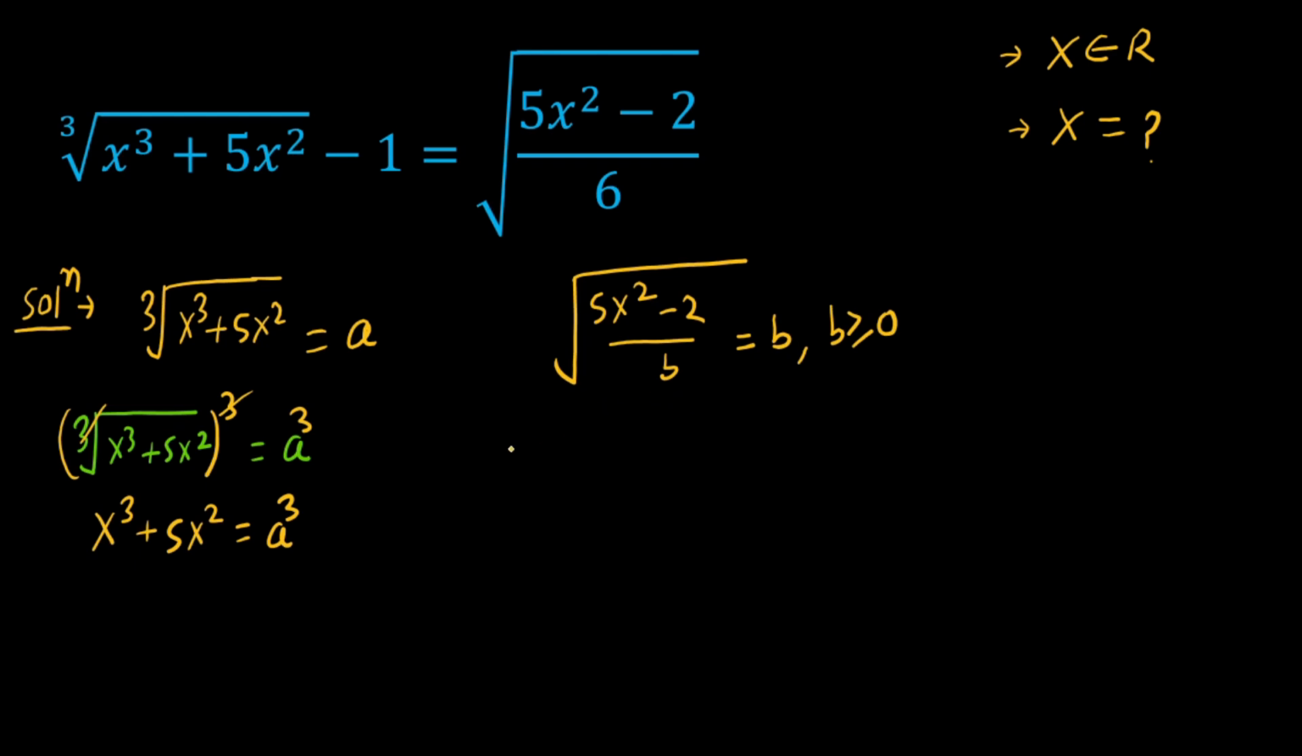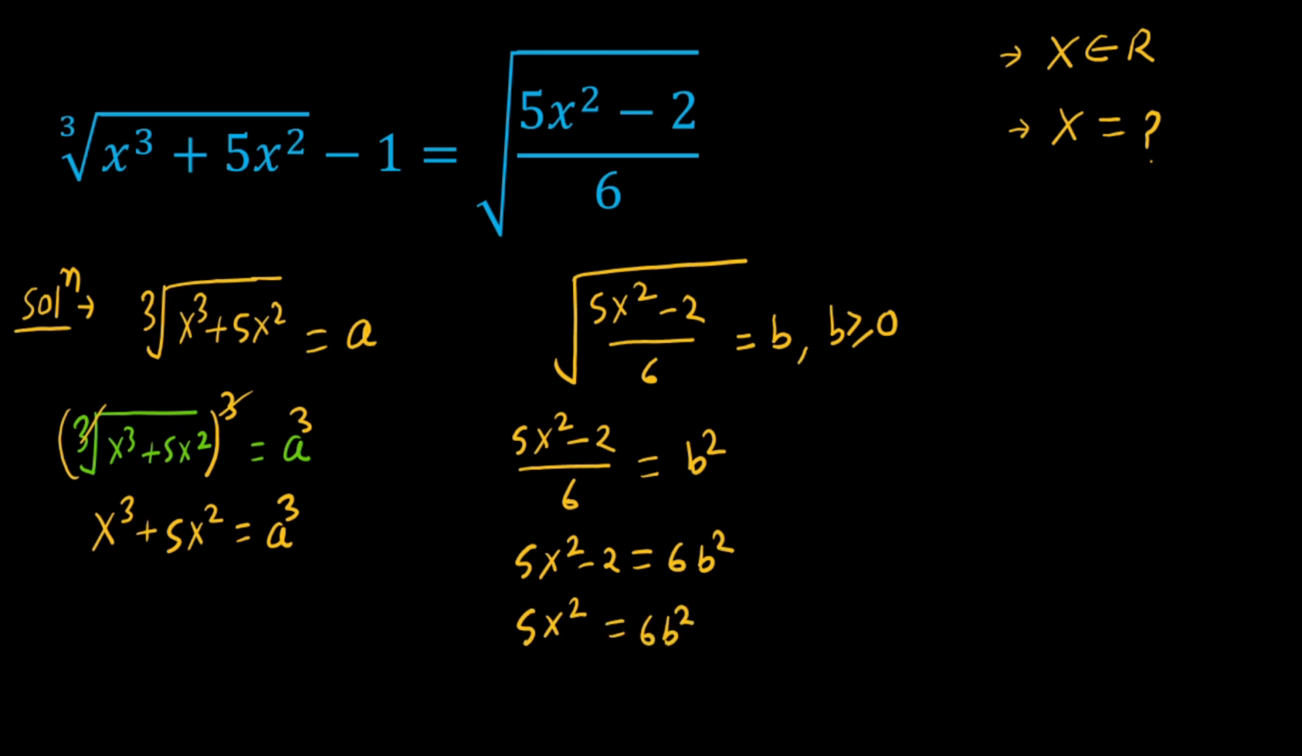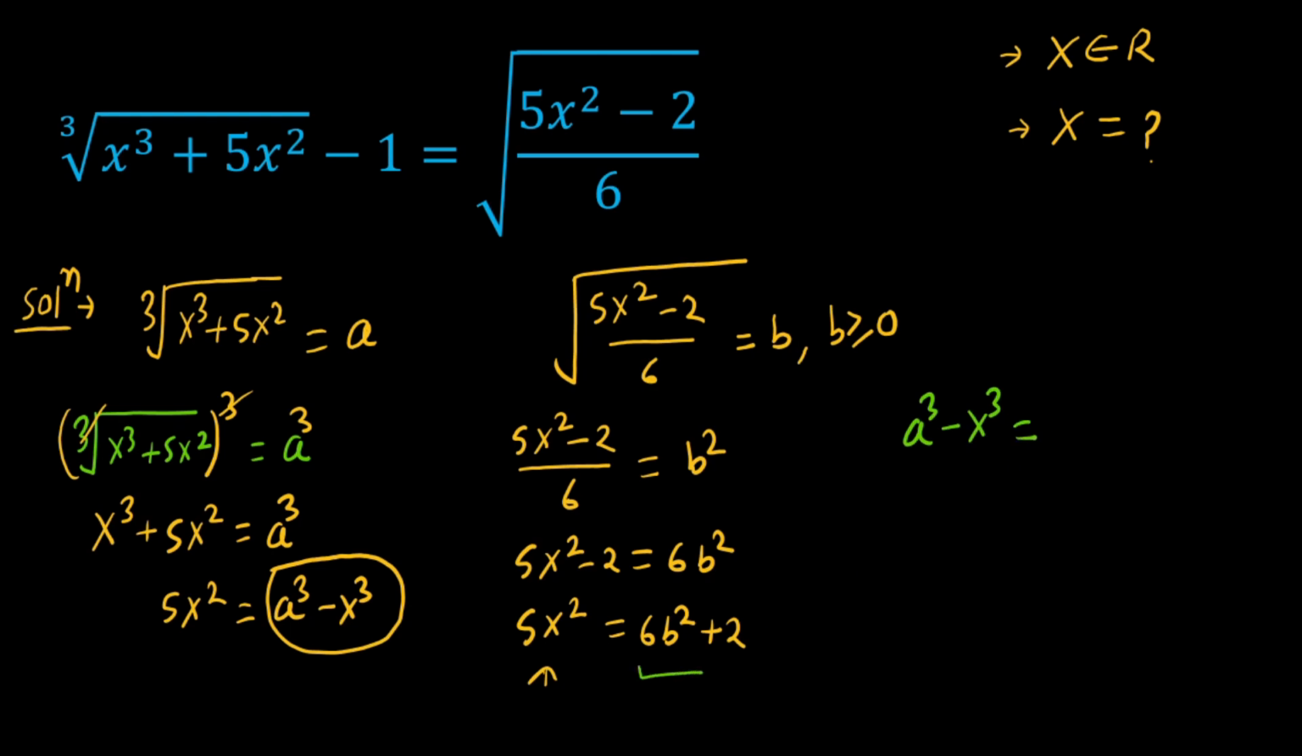If we square both sides, then (5x^2 - 2)/6 = b^2, so 5x^2 - 2 = 6b^2, and 5x^2 = 6b^2 + 2. The value of 5x^2 is a^3 - x^3, so 5x^2 is replaced by a^3 - x^3. Then a^3 - x^3 = 6b^2 + 2, because 5x^2 is replaced by a^3 - x^3.